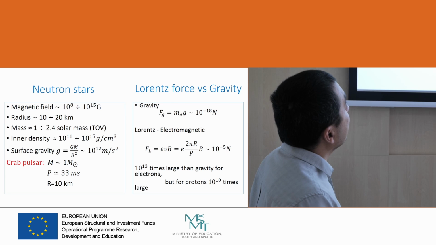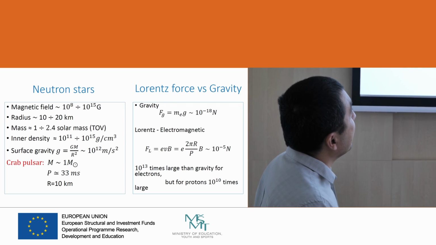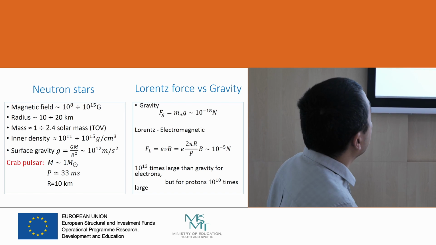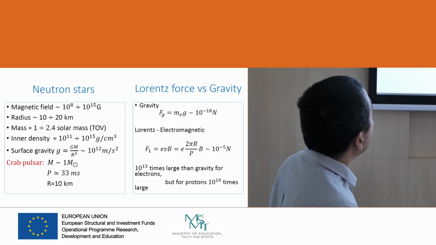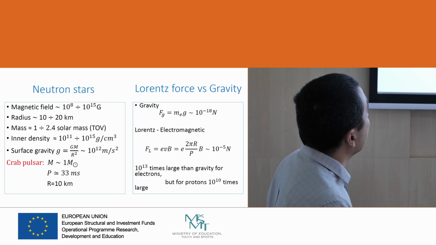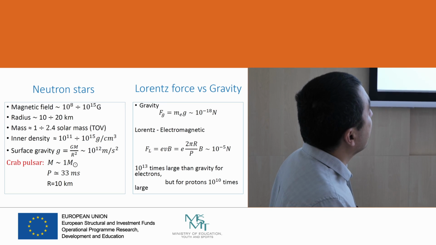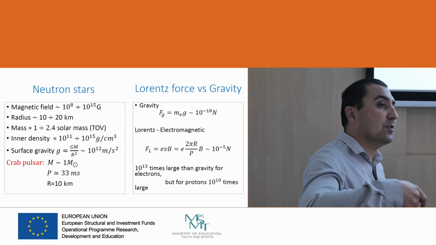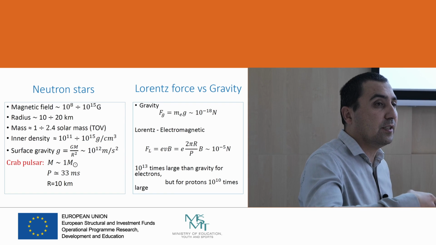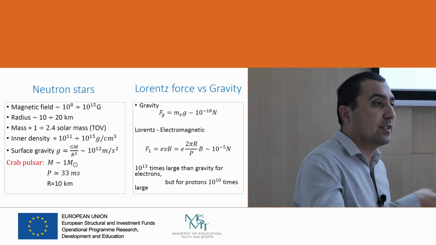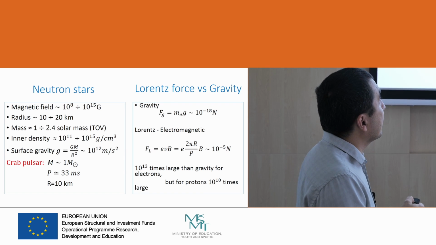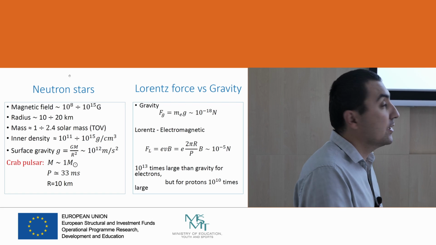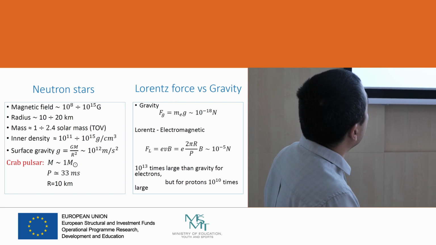They are more highly magnetized and more compact as compared to normal stars, and the mass is in the range from 1 to 2.4 solar masses. But in observations, if we find some neutron star with more than this mass range, we can explain this with the TOV equation. It depends on the matter inside the neutron star.